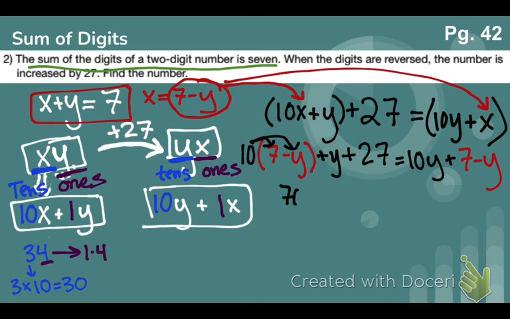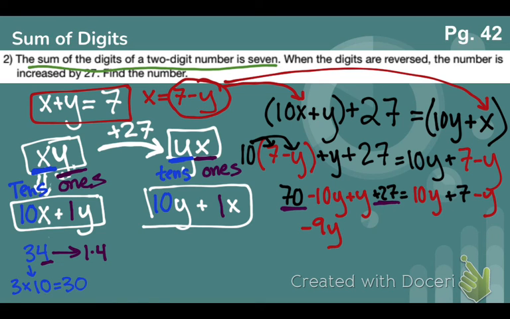Now I have 70 minus 10y plus y plus 27, plus 7 minus y. So Tristan says let's combine our like terms. Negative 10 plus y is negative 9y. Okay, and what about our other like terms on that side?